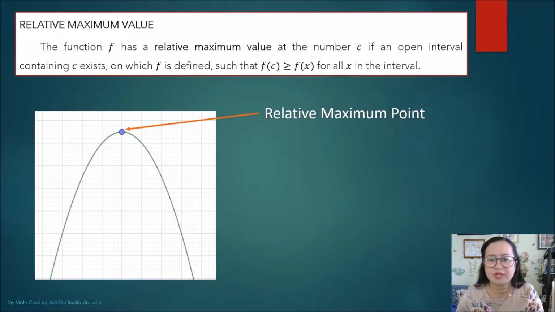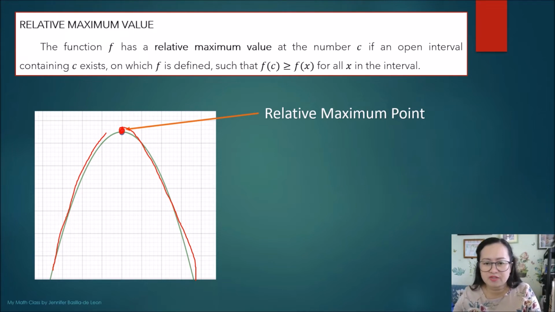The function f has a relative maximum value at the number c if an open interval containing c exists on which f is defined, such that f of c is greater than or equal to f of x for all x's in the interval. Considering this graph, if we trace it, we can see that the highest point can be found at this part of the graph. With this, we can say that this point is the relative maximum point of the function on that particular interval.